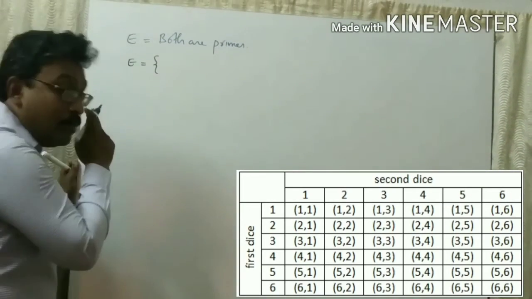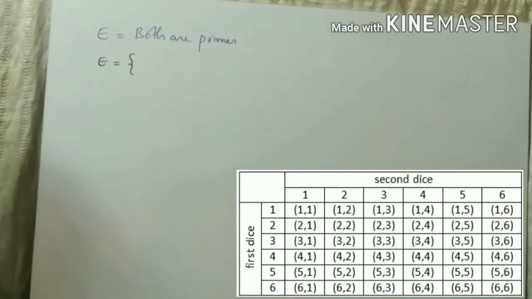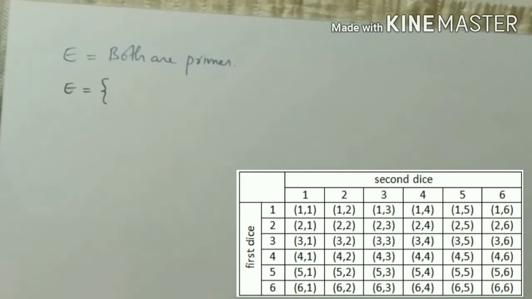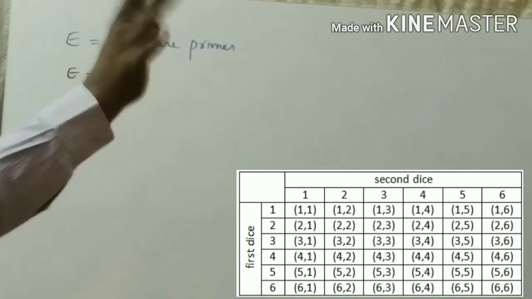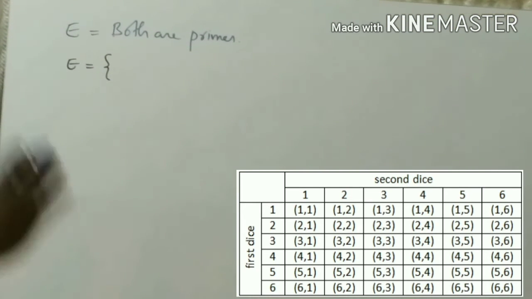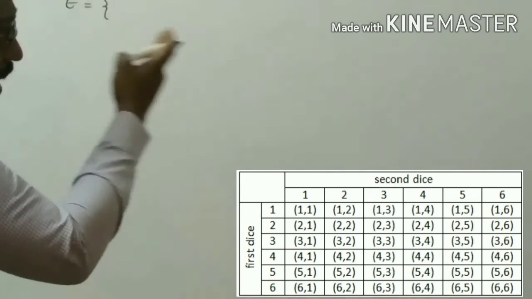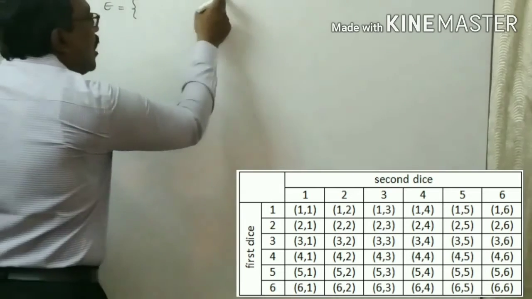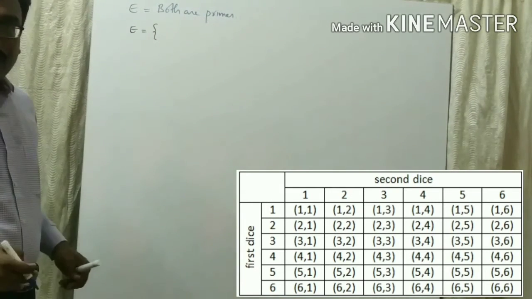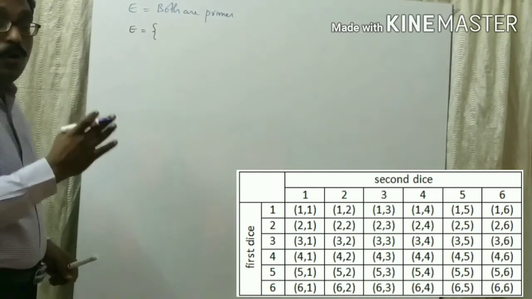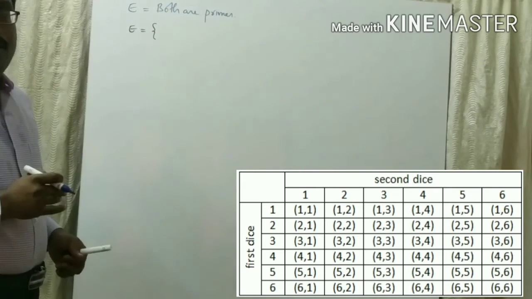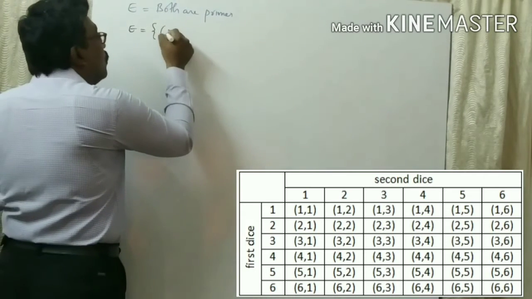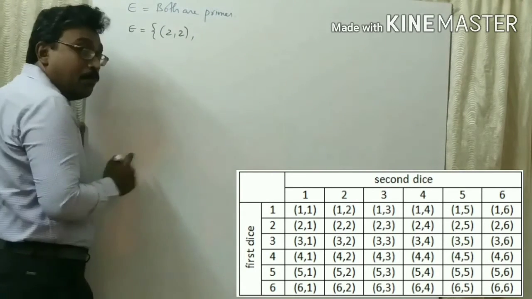You can select row wise. First row is 1. 1 is neither prime nor composite. So the first row you need not check at all, because 1,1; 1,2; up to 1,6 will be there, and 1 is not a prime number. The condition here is both are prime. Now come to the second row. 2 is a prime number, but 2,1 is not, leave it. 2,2: yes, both are primes.